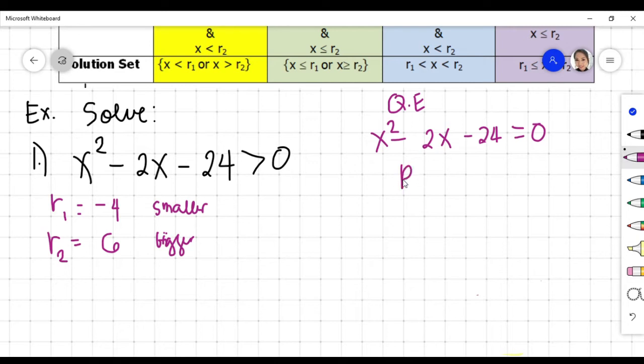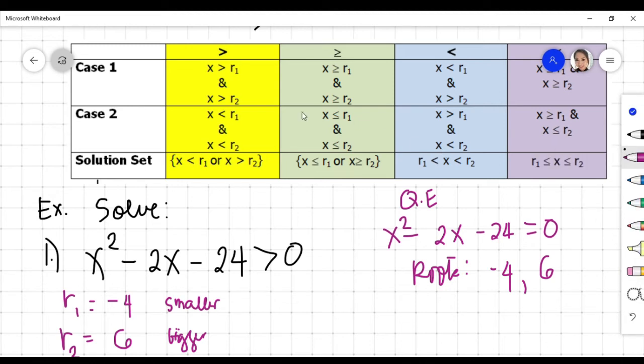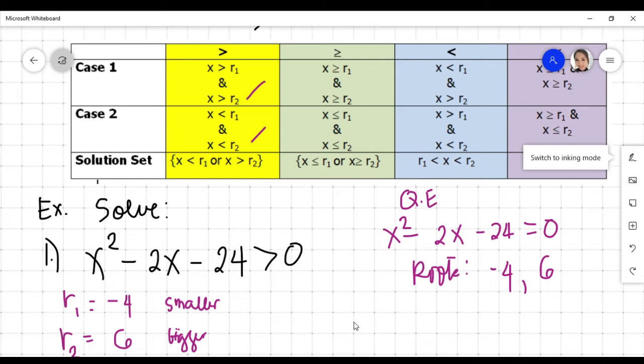So our roots using Vieta's are negative 4 and positive 6. Next step is to apply the cases for the inequality greater than. So we will follow these cases. For case 1, we have it here, and for case 2, we have it here. So let's write first the case 1.